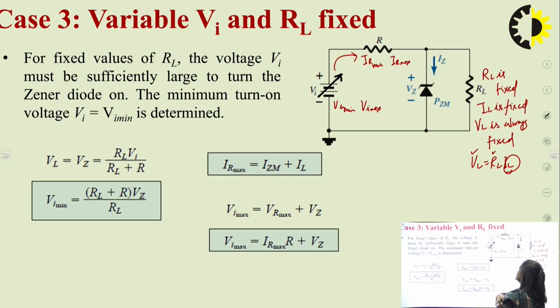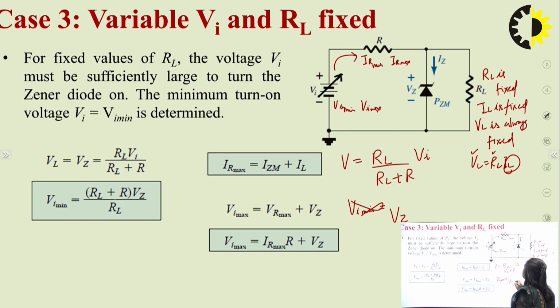So the first case is that we have to find the minimum value of the supply that triggers this Zener diode, so that the diode will come into the breakdown region. For that purpose we can find the voltage across the diode with the same formula: VZ is equal to RL upon RL plus R multiplied by VI. So VI minimum would be obtained from this.